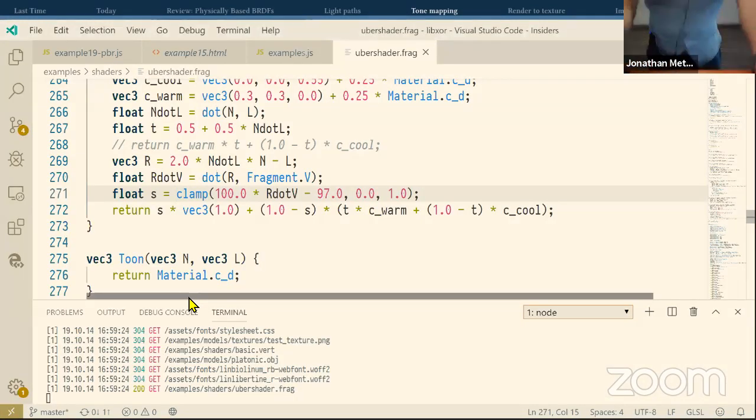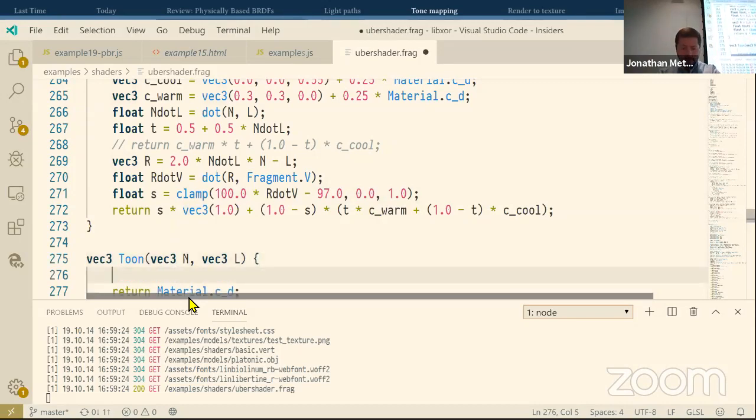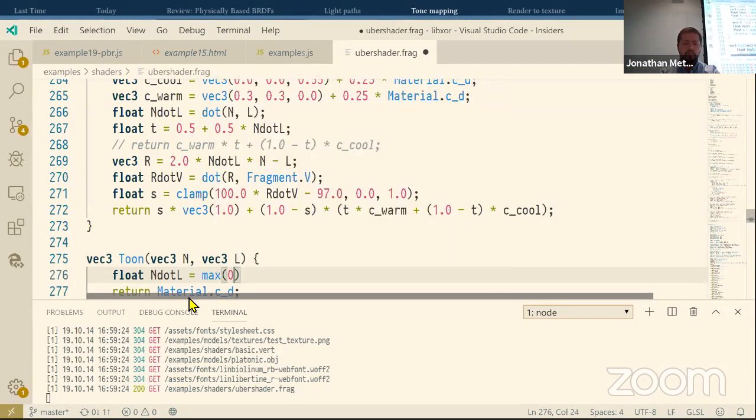What time is it? It is 5 o'clock. I guess I could throw together toon shading in just like a minute. This is how easy it is to do toon shading. So we calculate n dot l, and we'll go maximum of 0 and the dot product of n and l.